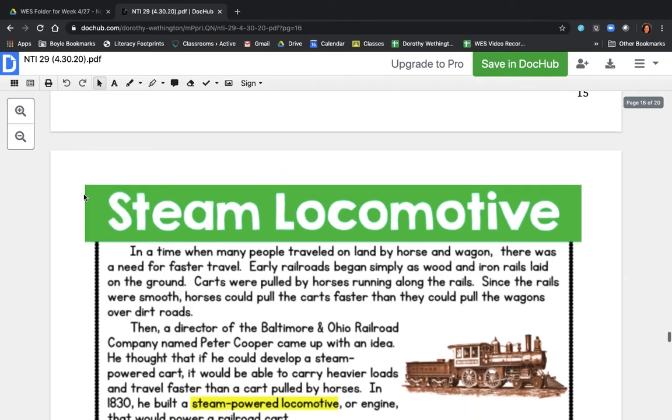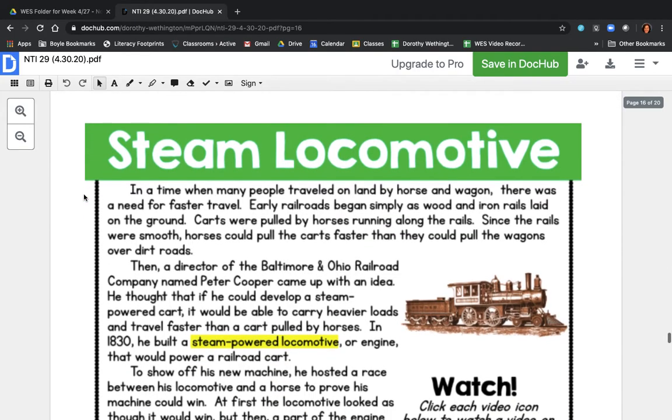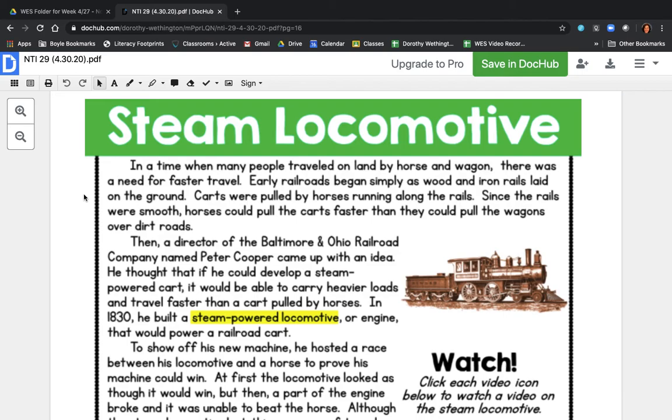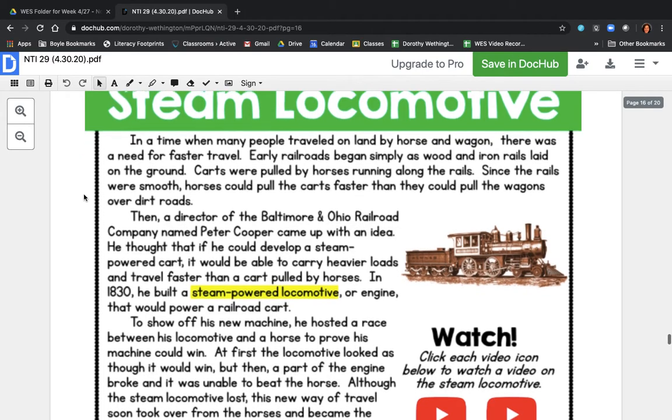Steam locomotive. In a time when many people traveled on land by horse and wagon, there was a need for faster travel. Early railroads began simply as wood and iron rails laid on the ground. Carts were pulled by horses running along the rails. Since the rails were smooth, horses could pull the carts faster than they could pull the wagons over dirt roads.